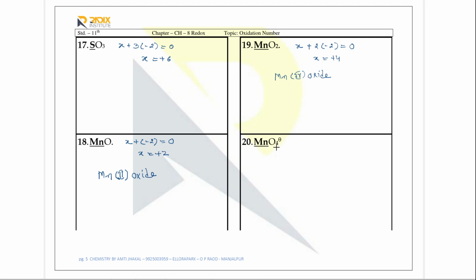Here, now we are using the ion, a polyatomic ion. So this is a -1 sign, MnO4 minus. So manganese oxidation state X plus 4 into -2 is equal to -1. So X is equal to +7. Manganese is in the +7 oxidation state in this particular compound. So that's the first round of the practice of the oxidation number. In the next video, we will practice some more oxidation numbers.